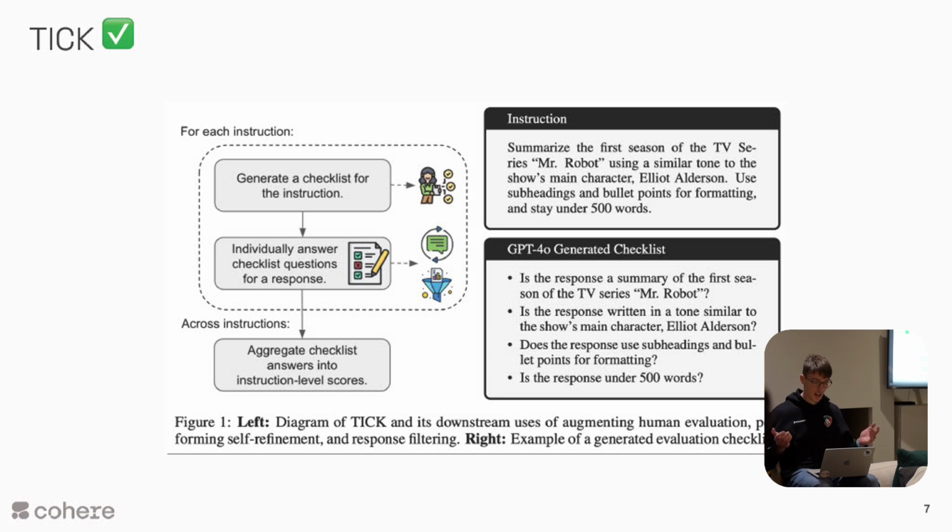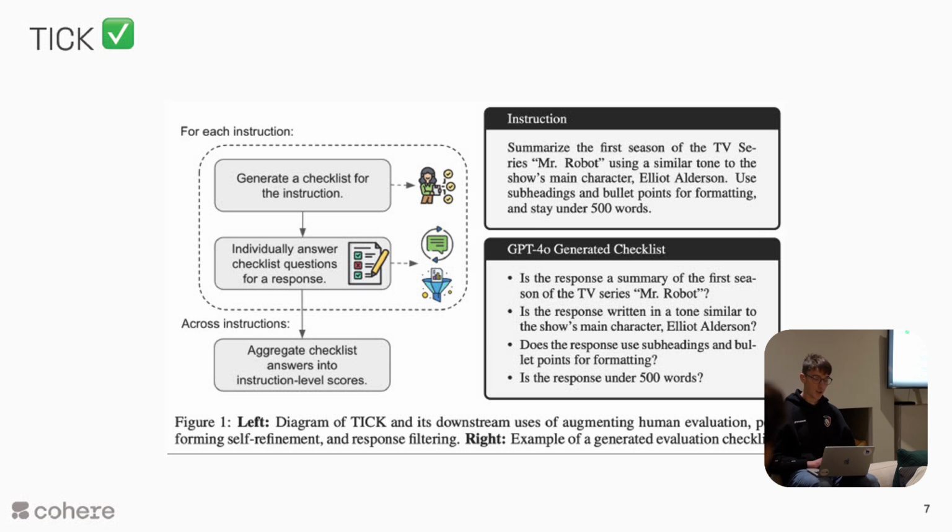Naturally, the checklist can be: is the response a summary of the first season of the TV series? Is the response written in a tone similar to the show's main character? And so on. This is, for illustrative purposes, a very obvious example. This instruction is one where you can very naturally decompose it into checklists. We'll go through later what this looks like when that's not so much the case.